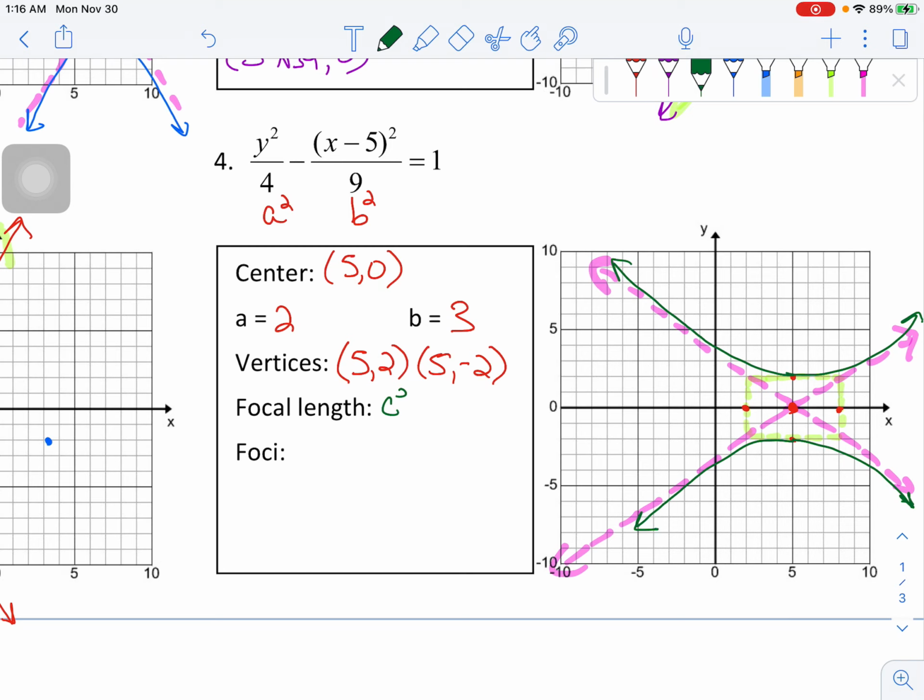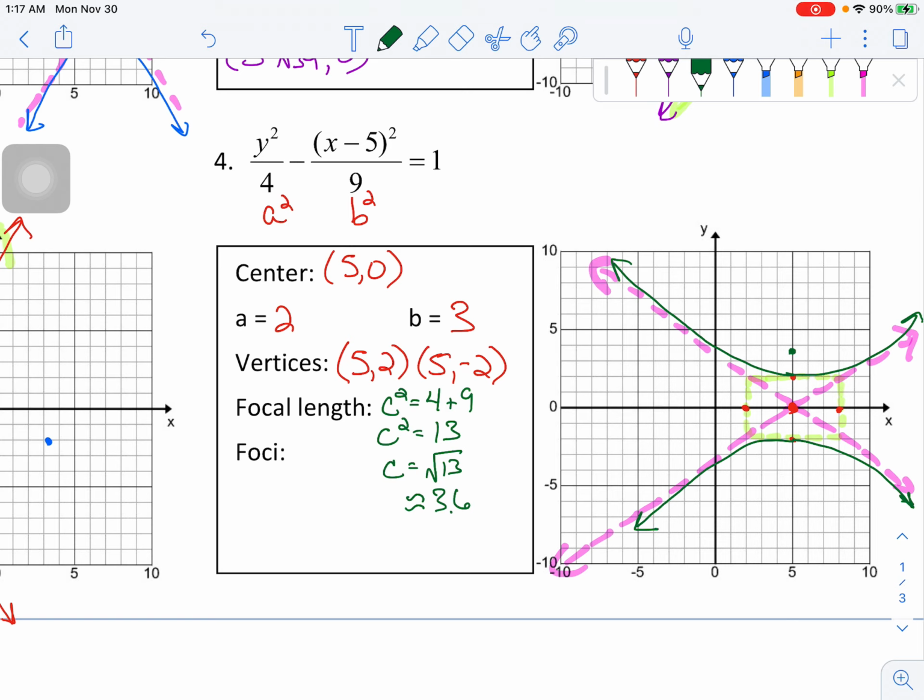And the last piece we're going to do is our focal length. So c squared is equal to 4 plus 9. So c squared is equal to 13. So that means c is equal to the square root of 13, which is approximately 3 point something. Let me grab that calculator here. 3.6. And the reason I give myself that decimal is just so I can count it out on the graph and make it look approximately where it's supposed to be.